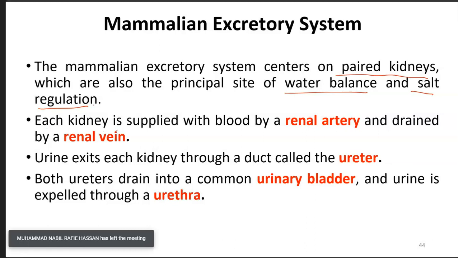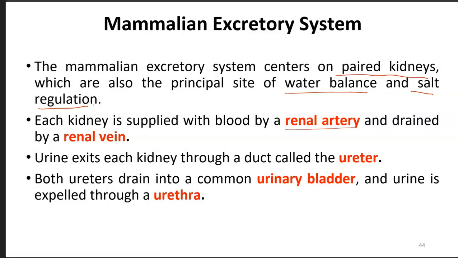So each kidney is supplied with blood by the renal artery. Okay, the renal artery allows blood to flow into the kidney, and then blood will be flowing out of the kidney by the renal vein. Okay, so urine exits each kidney through a duct called the ureter.